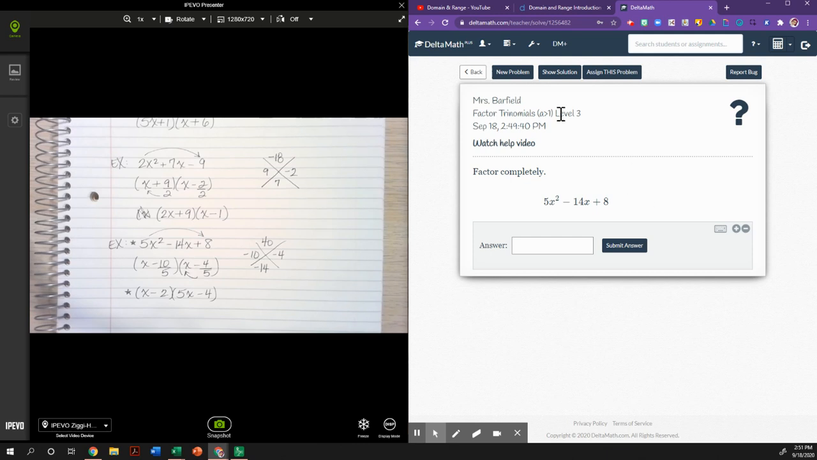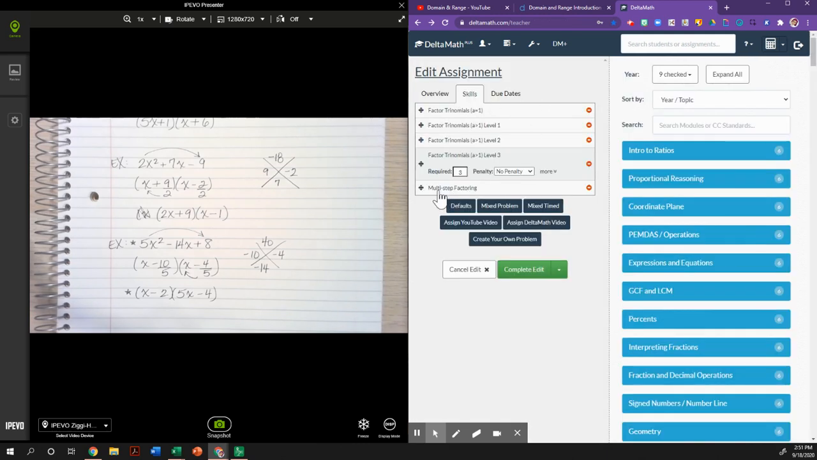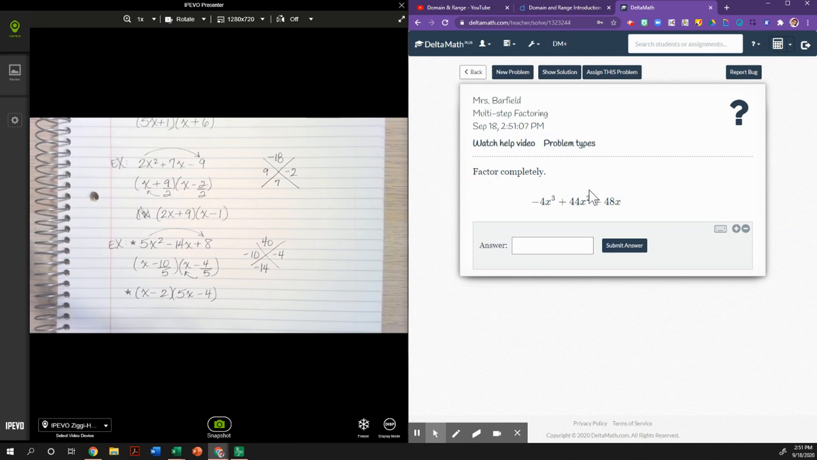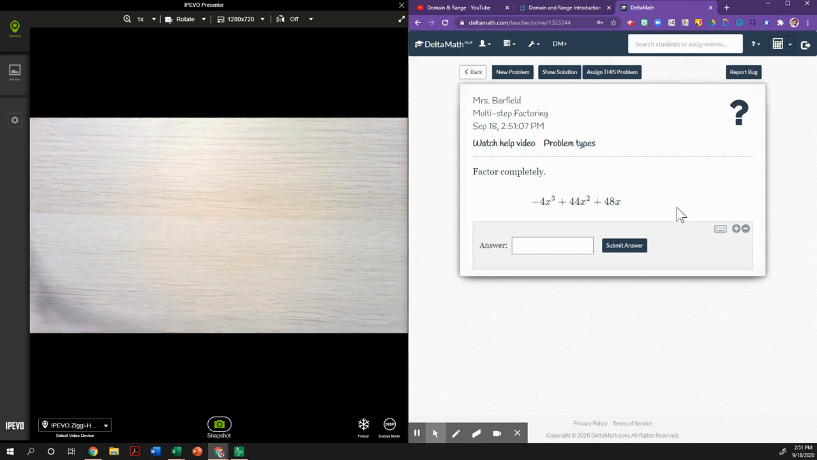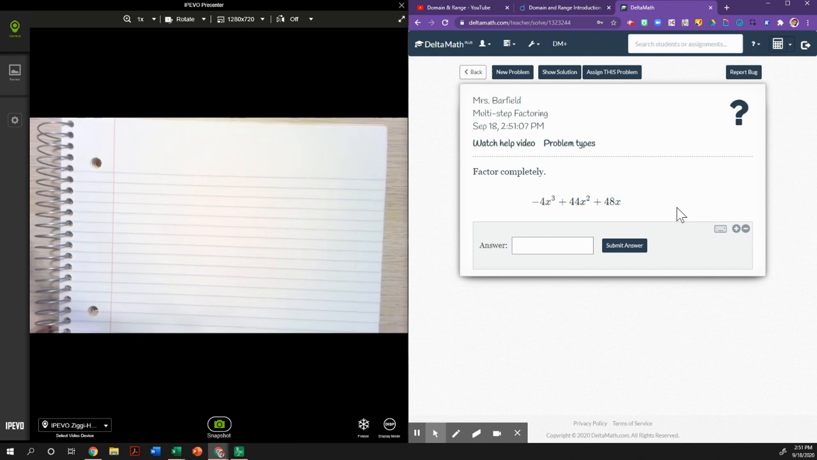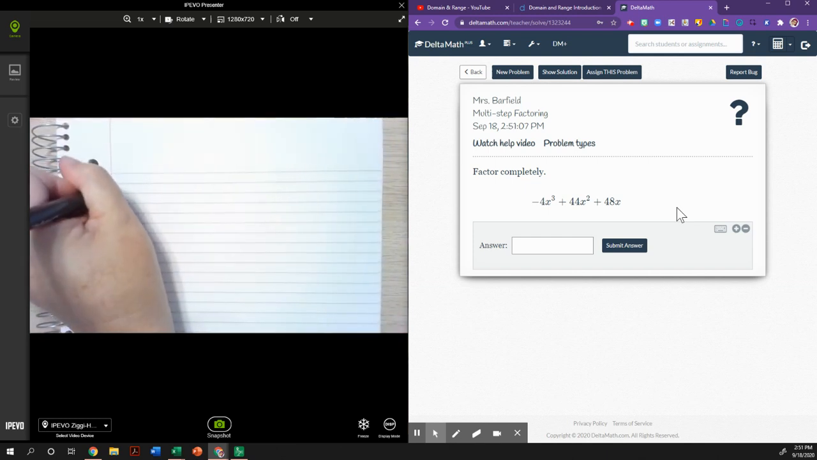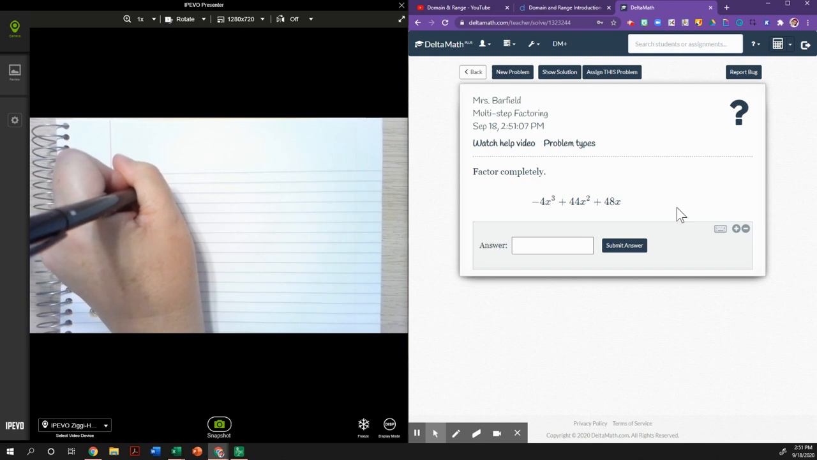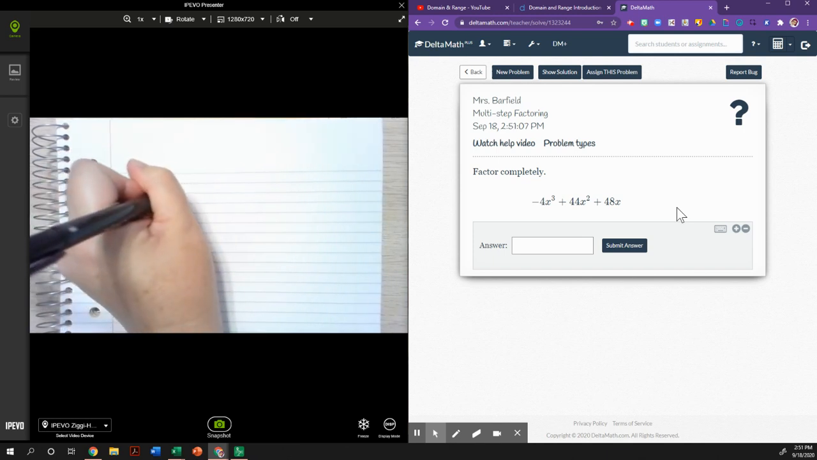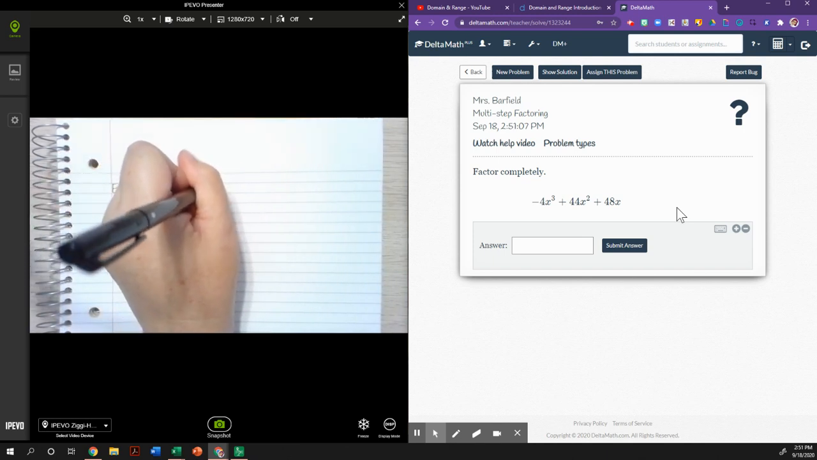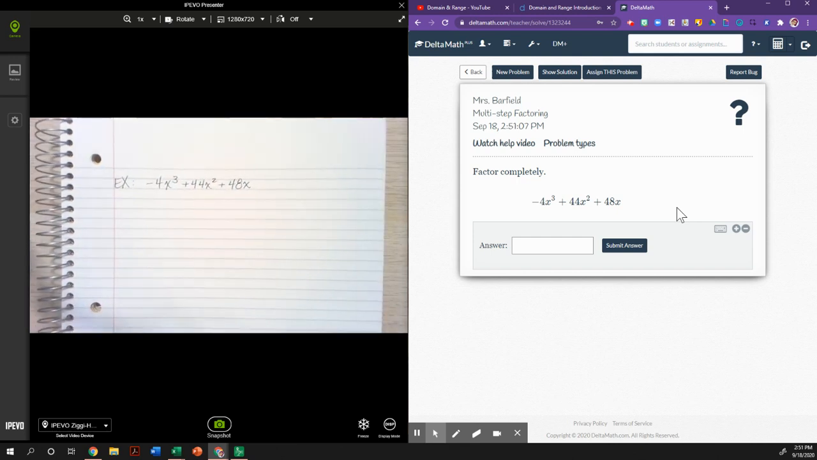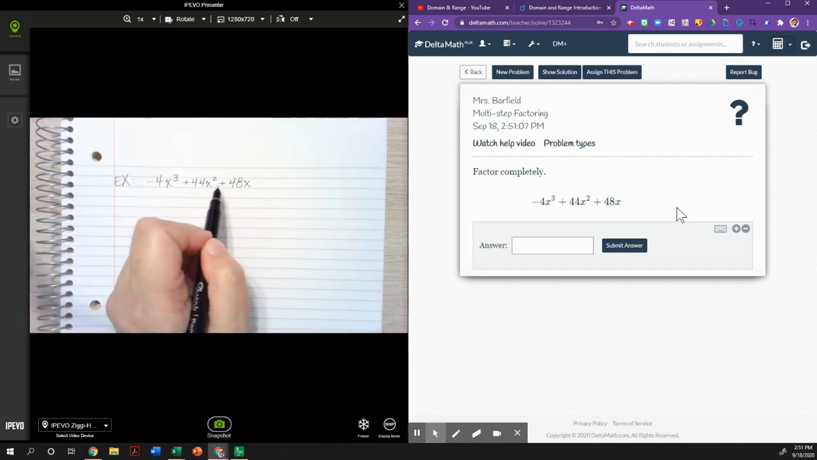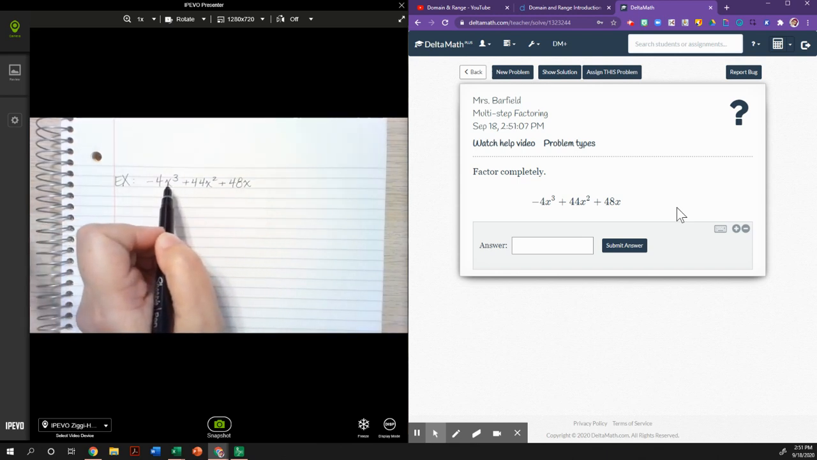Moving right along, because it really gets very repetitive. Let's look at our multi-step factoring. Some of you might be thinking, uh-oh, she's got x to the third in there. Well, we have to do a little bit of work with our greatest common factor. So -4x to the third plus 44x squared plus 48x. All of these have an x in common.